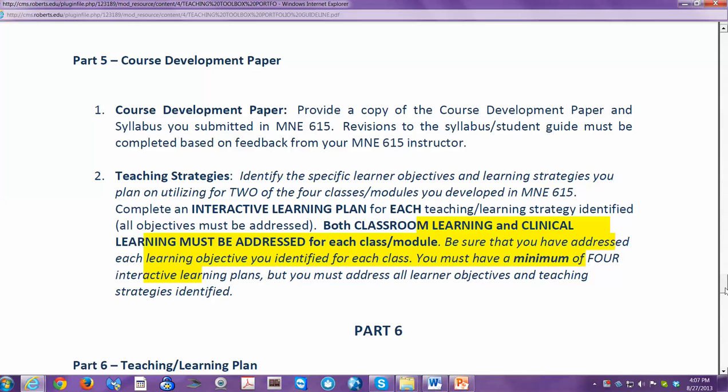Now, I do not have any problem with you returning to that class, and if you felt at the time you developed that class you were unrealistic about how many learner objectives you could have for teaching a 1-hour or 2-hour or 3-hour class, then certainly feel free to modify and reduce those learning objectives or learner objectives to a reasonable number that would be possible to actually address in your unit of instruction. So that's your course development paper.